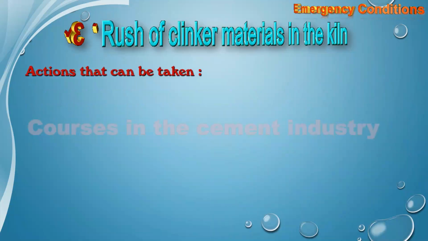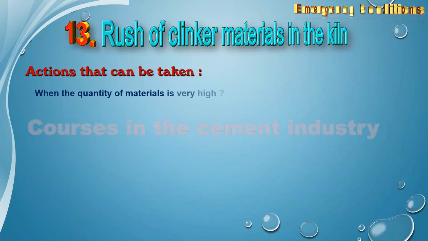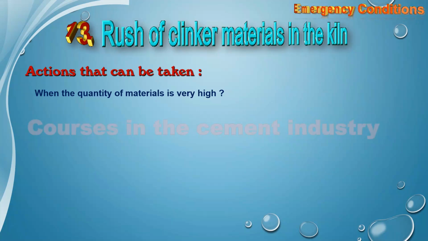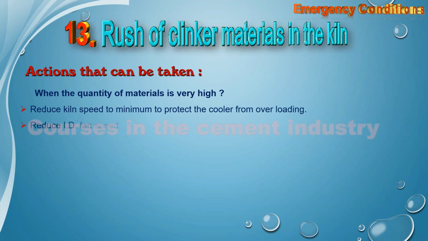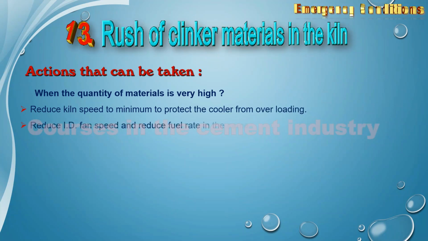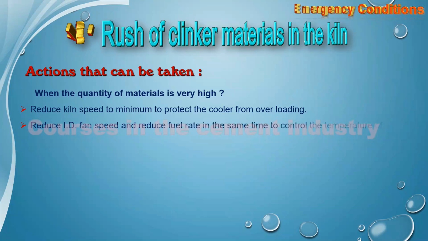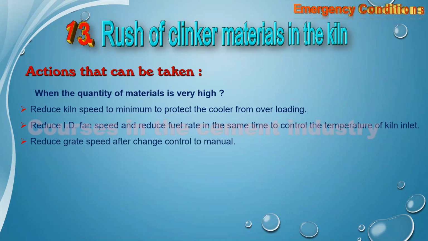Actions that can be taken when the quantity of materials is very high. 1. Reduce kiln speed to minimum, to protect the cooler from overloading. 2. Reduce ID fan speed and reduce fuel rate at the same time, to control the temperature of the kiln inlet. 3. Reduce grate speed, after changing control to manual.